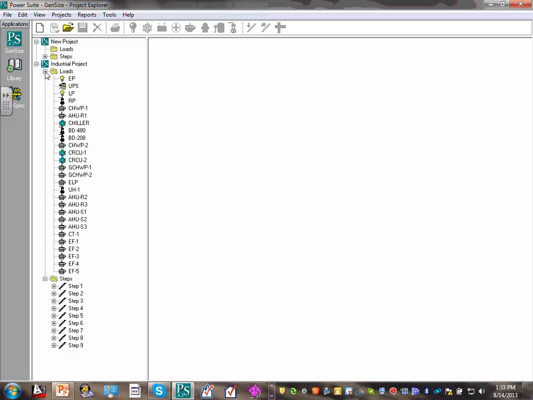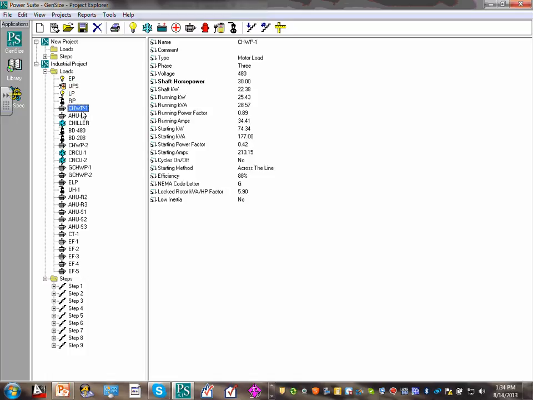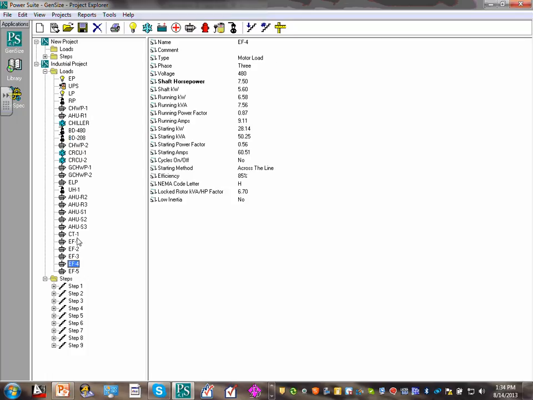Then you assign all your loads here. Here's my emergency load. I have close to 10 kVA, and that's when you get into your load calculation, how much load my emergency lighting panel is going to be. So I want to pick it up on step number 1. Then you go to the UPS load, then my lighting panel and receptacle panel, a couple of pumps here, chiller, bus duct 480 and 208. Bus duct 208 is going to be through a transformer, of course. And you pick all your loads all the way to the exhaust fans.